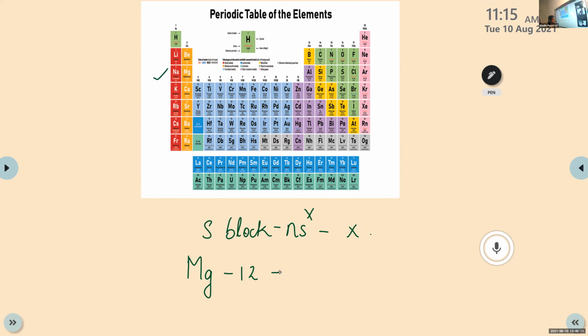Starting from 1s2, 2s2, 2p6, and 3s2. Look at the number of electrons in the last main subshell. Here it is 2, right? So we will write the group number as 2.